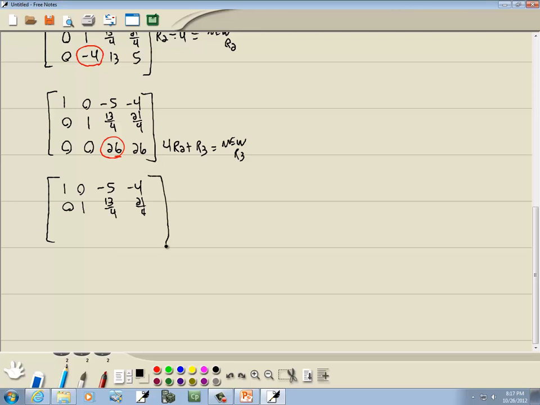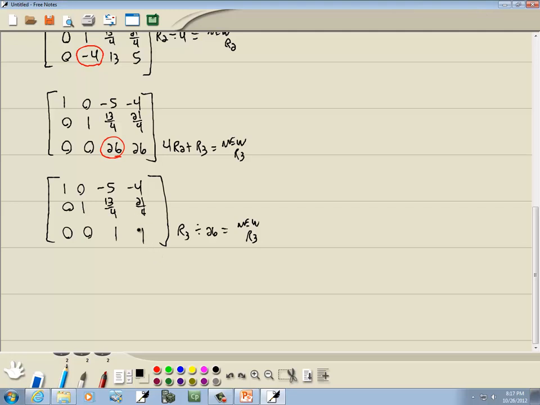So, for row 3, I'm going to take row 3 and divide everything by 26. And that's going to give us our new row 3. 0 divided by 26 is 0. 0 divided by 26 is 0. 26 divided by 26 is 1. 26 divided by 26 is 1.